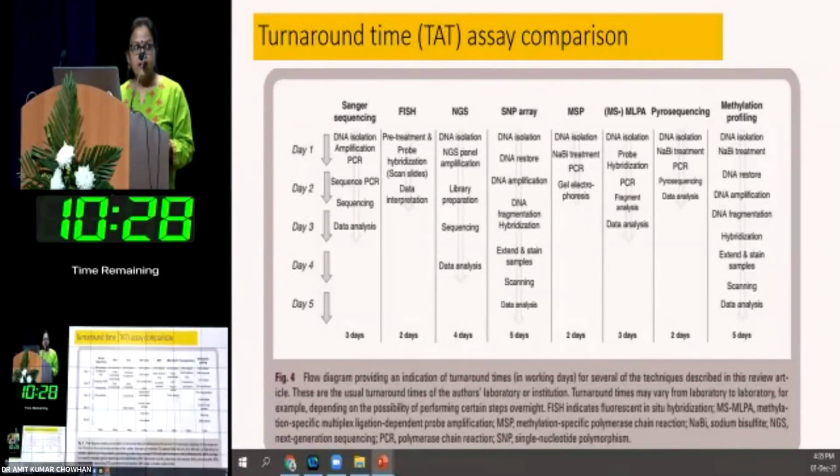Although they are limited by this, the amount of information that comes after doing this is much more than the simpler assays. And with time, as these techniques become more economical, they will replace the simpler assays.